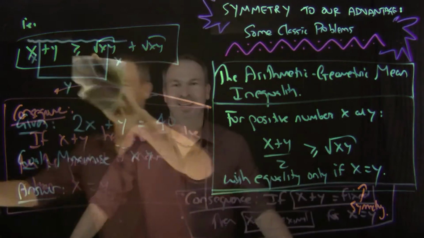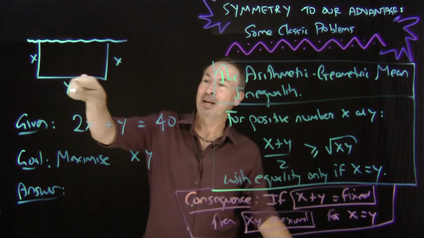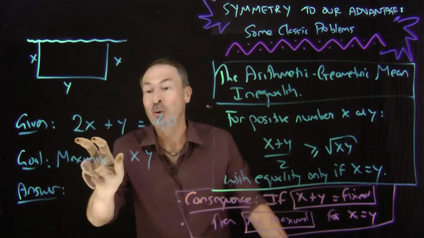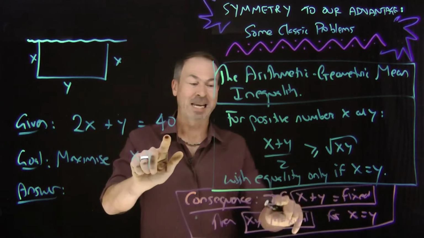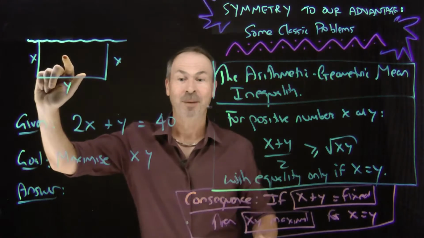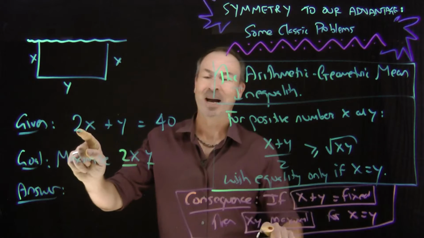Okay, so back to our farm with 40 meters of fencing, building a rectangular pen against a bound wall. I'll call the dimensions x and y, but we're told that 2x plus y adds up to 40 meters. So two unknowns, 2x plus y, adding up to a fixed sum. We want to maximize x times y, the area. Well, we might as well maximize double that, 2x times y, the product of our two unknowns.